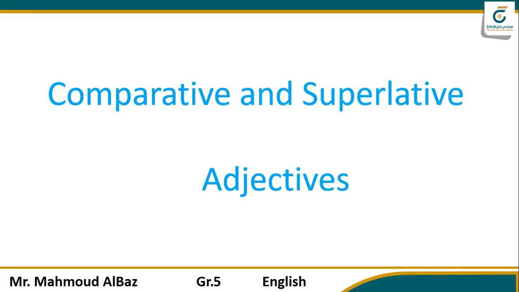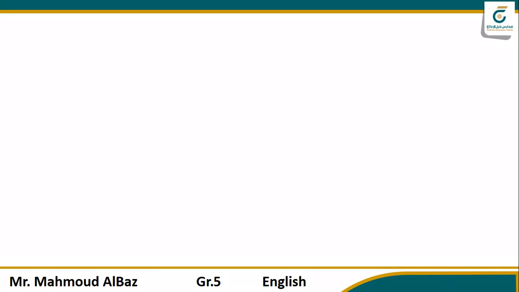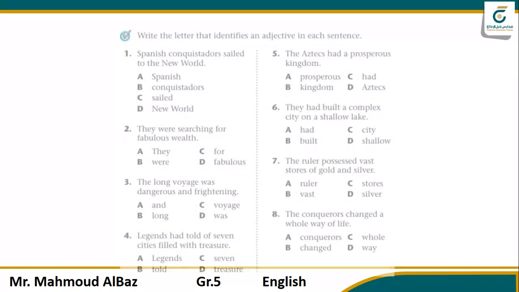Welcome to a new grammar online session about comparative and superlative adjectives. But before we start, do you remember what we mean by adjective? If you do remember, an adjective is a word that describes or modifies a noun. It comes before the noun, or after a noun, or after linking verbs. Let's double check if you do understand or not.